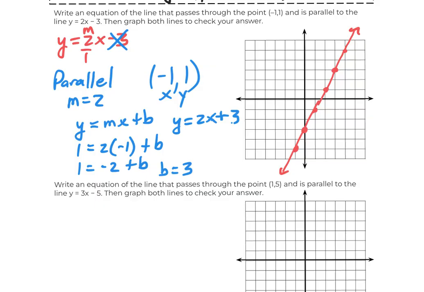Okay? Where are we going to start at? 3. And where is 3 going to go? Up on the y-axis. Always on the y-axis. So we're going to go up 3. My slope is still 2, right? 2 over 1. So we're going to go up 2 and over 1. We could go down 2 and left 1.